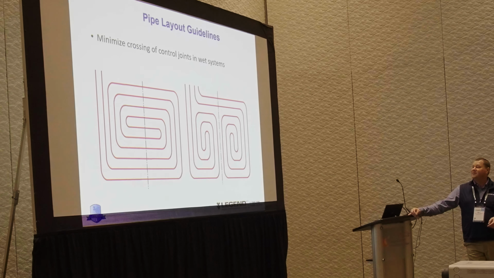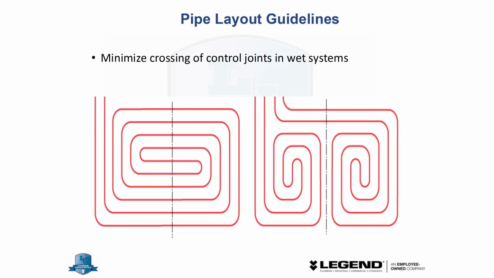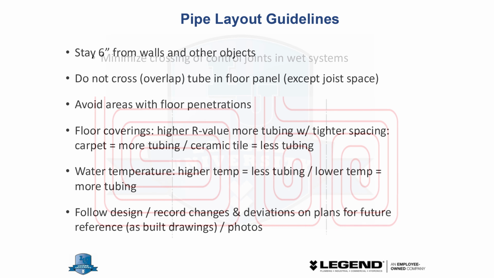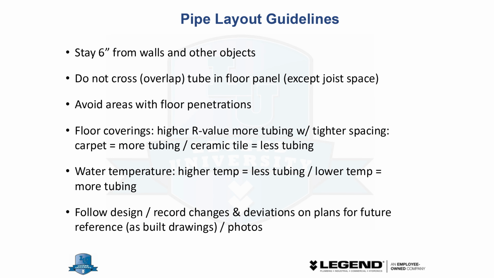Again, we talked about this. If I know that there's going to be an expansion joint right there, I'm going to design my system around it. So I'm not crossing that expansion joint more than I have to. It makes it simpler and easier to get a better install. Stay 6 inches from walls when I'm putting stuff in. Never cross your tubing. You don't want your supplies and your returns crossing. So just lay it out so that that's not a problem. Loop 1 here, loop 2 here, loop 3 here, running up into the manifolds.